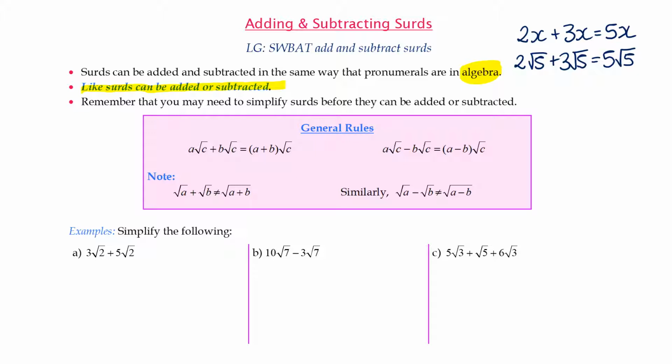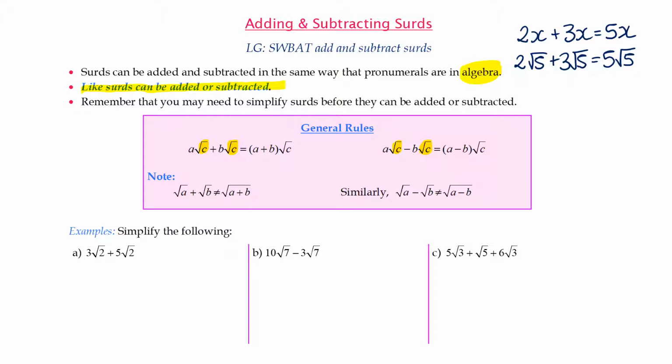So if we look at my rules here, I've got a root c plus b root c. You can see here that root c is the same. So therefore, all I have to do is add a and b and put my root c. Similarly, a root c minus b root c, the root c's are the same, so I can just subtract a minus b and put the root c. I can't add or subtract unlike surds though.